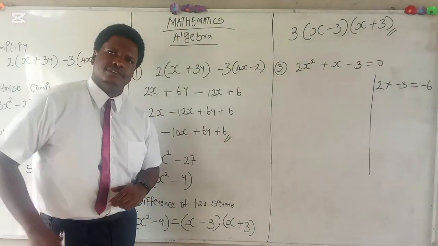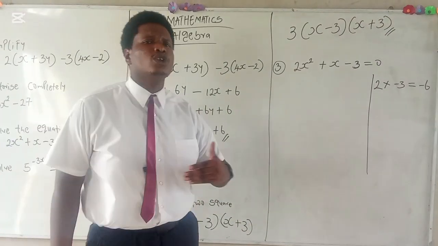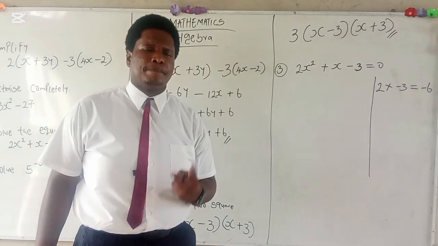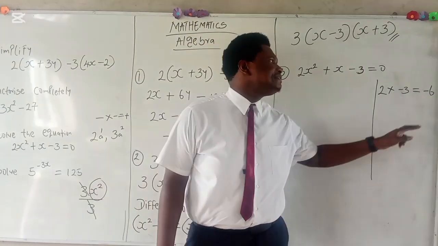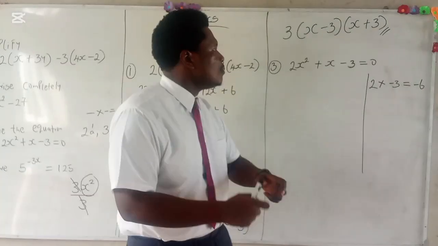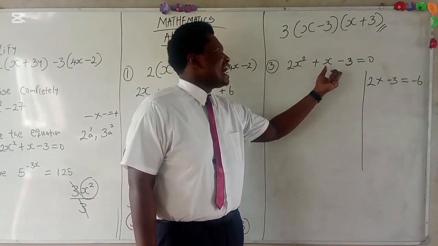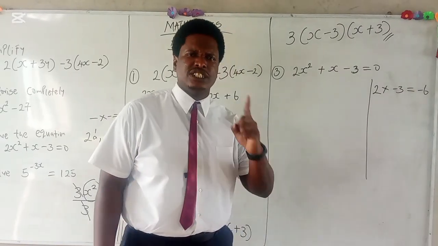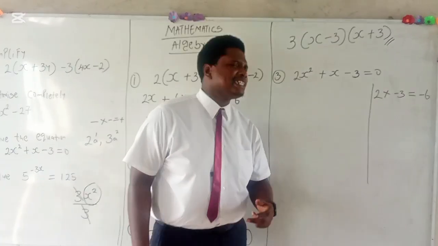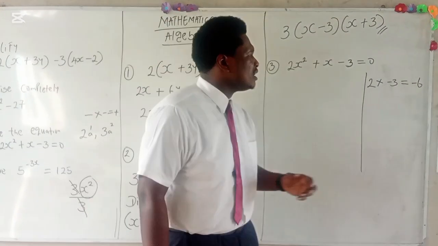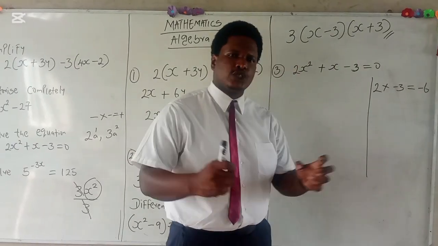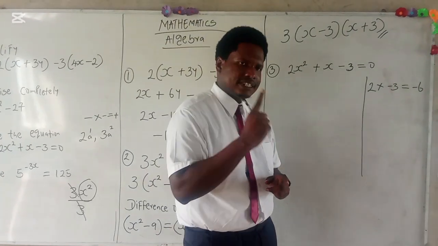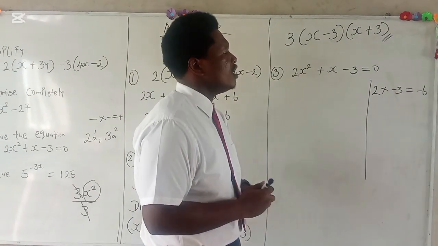That's step number 1. Now we are going to look for two numbers that when we multiply, will give us negative 6, and when we sum, will give us the middle value. The middle value here will be the coefficient of x, and the coefficient of x is 1. We look for two numbers that multiply to give negative 6 and sum to give us 1, which is the middle value.